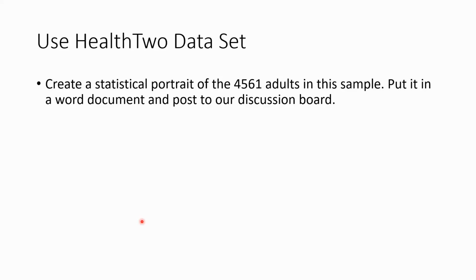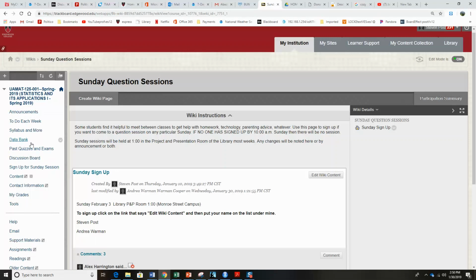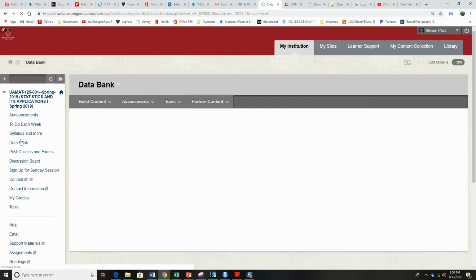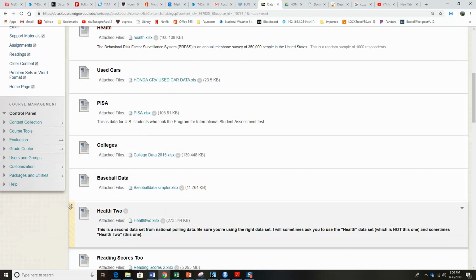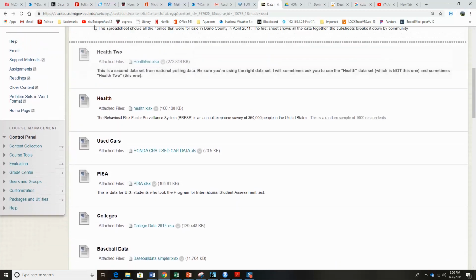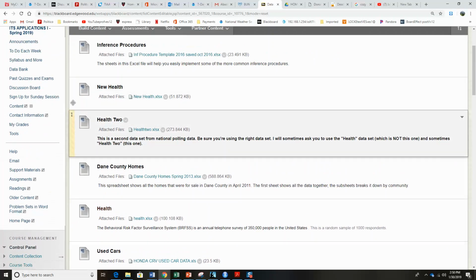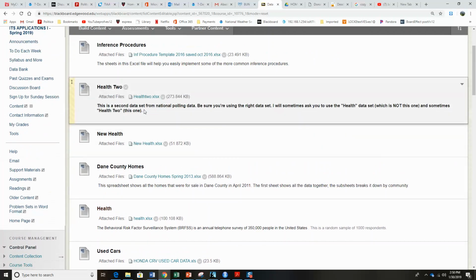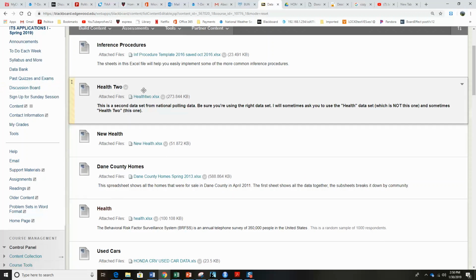You'll see a data set, an Excel spreadsheet called Health 2. In fact, let me just pull out of here and see if I can find that real quick. Yeah, here's our data bank, and I want Health 2, this one, and I will just move it up so you find it easily. So go into there and try to create a statistical portrait, and I'll put a discussion board form in there where you can post it.